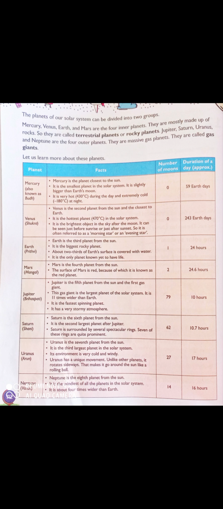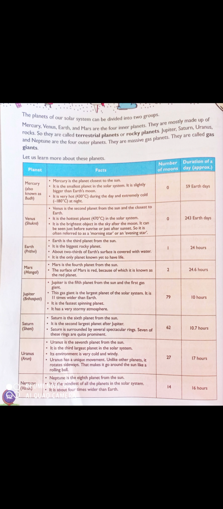Now, let us learn more about these 8 planets. First is Mercury. Mercury is the planet that is closest to the sun. And it is the smallest planet in the solar system. It has 0 moons. It means it has no satellite of its own, and here the duration of the day is 59 Earth days.